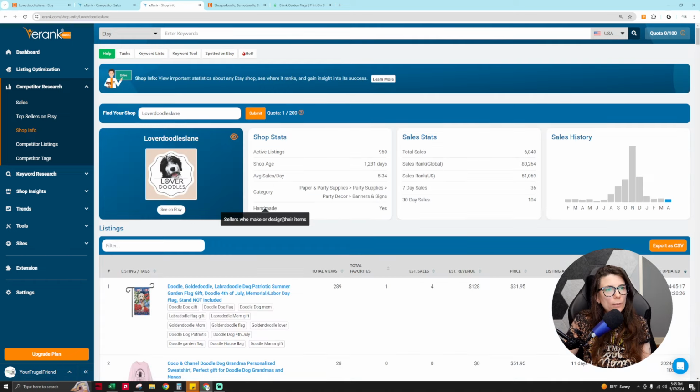It'll pull up this window. And then I see here that, yeah, they are definitely a seasonal product shop. They make the most sales in units and products sold during this time frame. And so for having 960 products, they are not making very many sales each month. And that's why they're having to depend on running ads to their shop to make money.